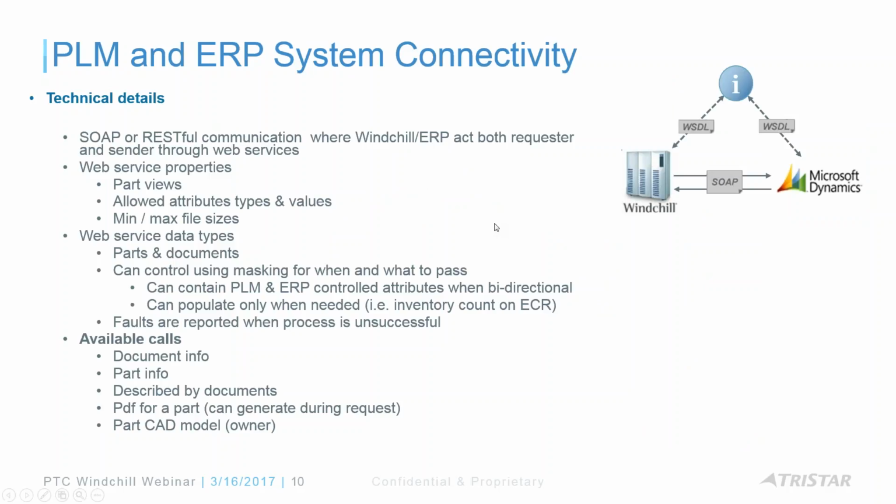On the technical side, there are several technologies that Windchill and ERP systems will use. There are advantages and disadvantages to both. But through those technologies, such as SOAP and RESTful, this allows us to transfer over part numbers and attribute values on those parts. It allows us to do some processing, so we can limit minimum and maximum file sizes to be passed, or BOM structures.